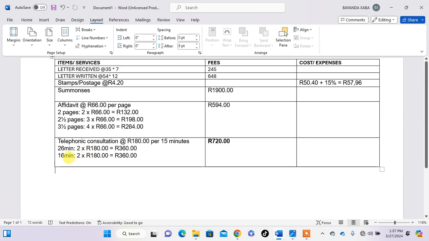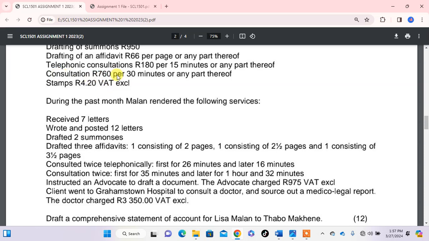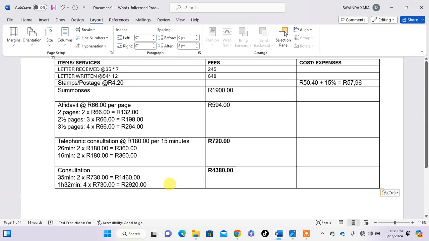Then consultation is 730 per 30 minutes or any part thereof, right? He consulted twice, first for 35 minutes and later for 1 hour and 32 minutes. 35 minutes counts as 2 times 730, which is 1,460. Then 1 hour 32 minutes amounts to 4 times 730, which is 2,920. Then the total amount is 4,380.